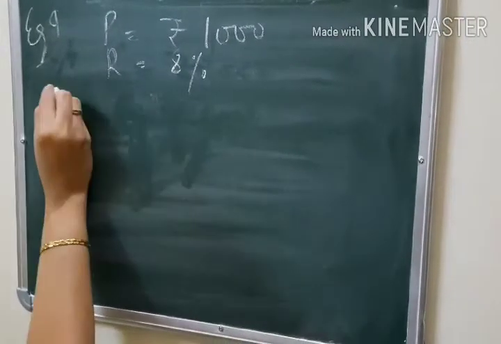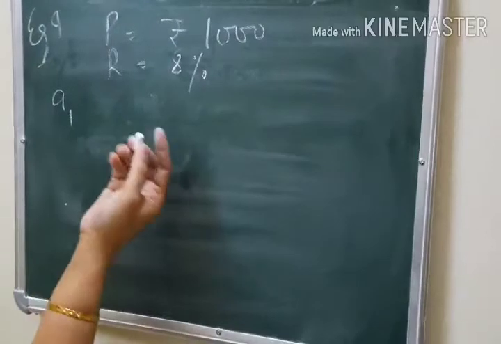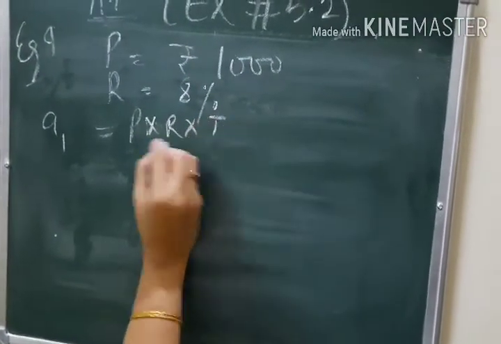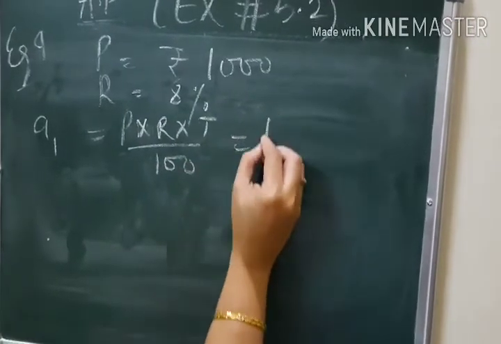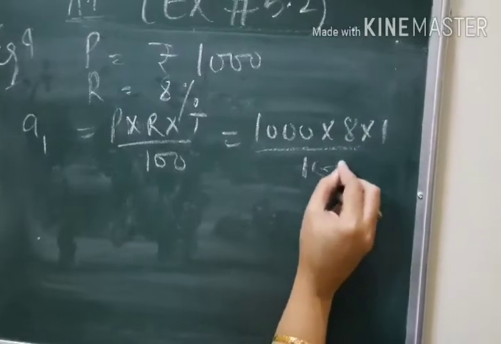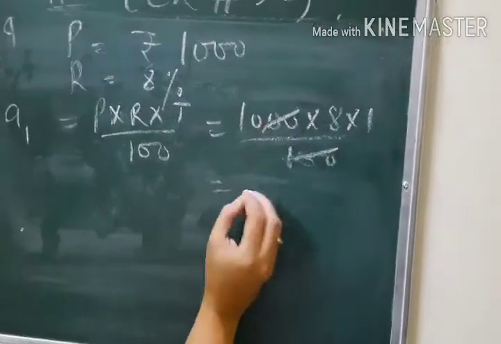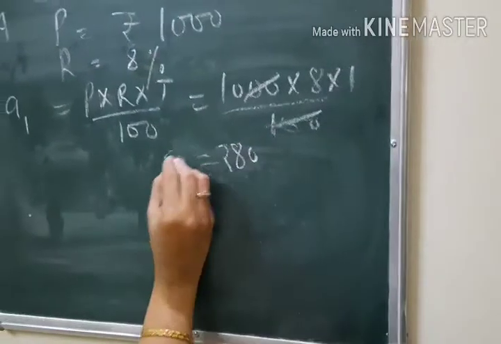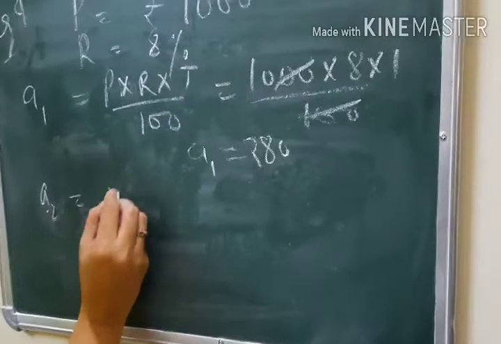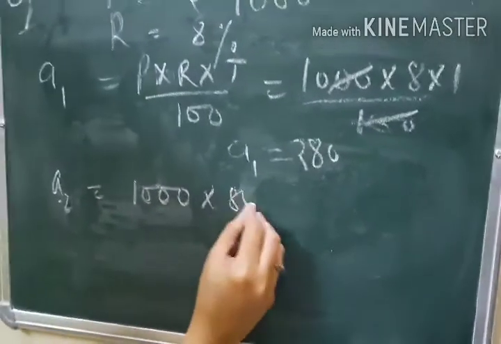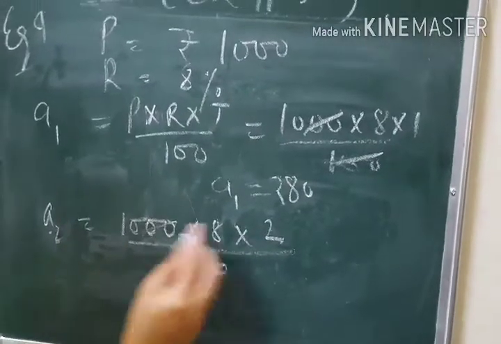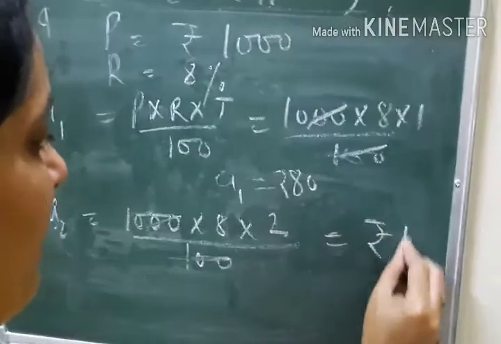At the end of each year means when I find A1, it will be at the end of 1 year. So it is simple interest, we know the formula P into R into T upon 100. So 1000 into 8 into 1 upon 100. It will be 80 rupees. So our A1 is 80. Similarly, when we find A2, it is 1000 into 8 into 2. Now time is 2 years. It will be 160 rupees.